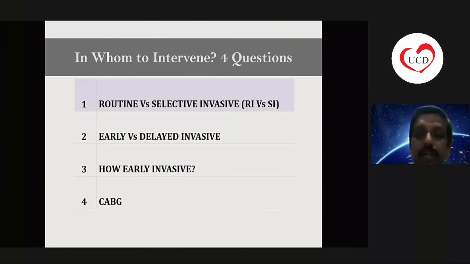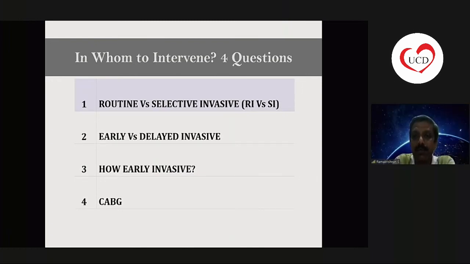So the most important question is which patient should be wheeled into the cath lab. This is a very important question that has been addressed, and there are 4 important questions that we need to address. Should everybody be undergoing revascularization, or should we be selectively intervening? How early should we do that revascularization if you have decided that you want to do it? And then what is the role of CABG? These are the 4 questions with which I will end the lecture.